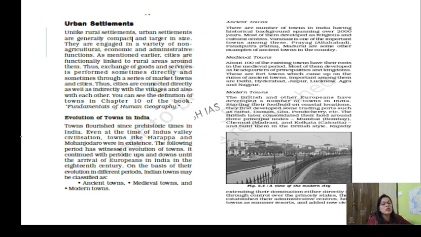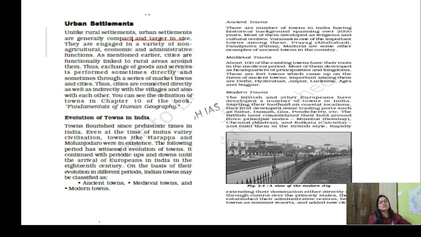Urban settlements. When we talk about urban settlement, I think you must know very much about it, and we'll discuss it in detail in the fundamental book. Unlike rural settlement, urban settlements are generally compact and larger in size. They are very compact, with less area. People live in a very urban section.